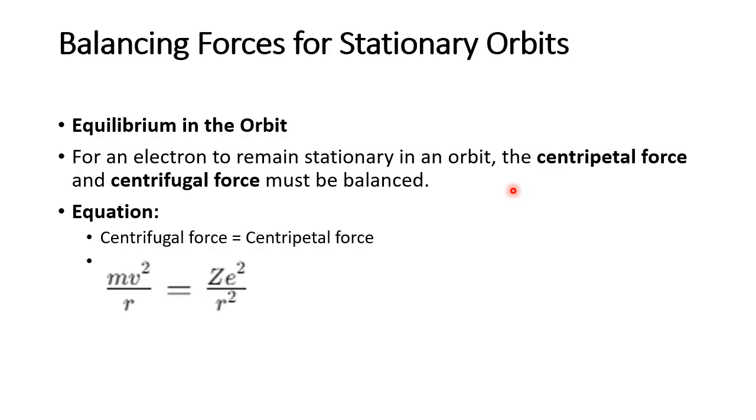Balancing forces of stationary orbits. Equilibrium in the orbit. For an electron to remain stationary in an orbit, centripetal force and centrifugal force must be balanced. That is, centrifugal force is equal to centripetal force. Centrifugal force is mv square divided by r. Centripetal force is Ze square divided by r square. These two should be equal.